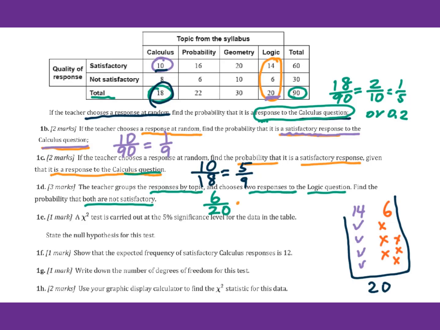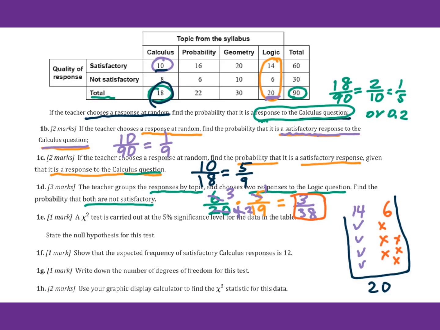Then I choose the second response. At that time, altogether we have 19. I choose not satisfactory will be 5 because you already chose one. Then we do multiplication. Simplify. Answer will be 3 over 38.